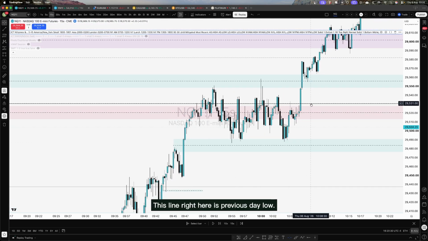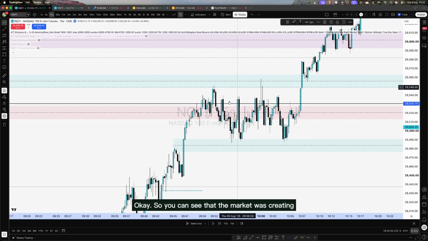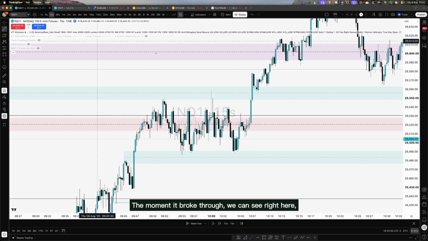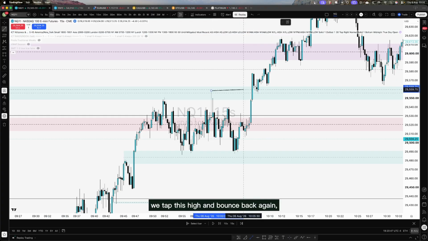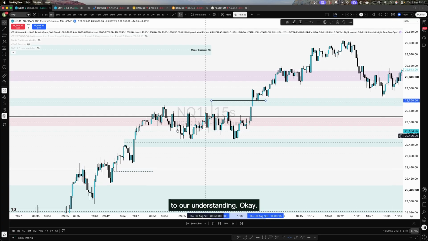This line right here is previous day low. Okay, so you can see that the market was creating some sort of support and accumulation at this level, but then eventually it broke through. The moment it broke through, we can see right here, we tap this high and bounce back again using support and resistance to our understanding.